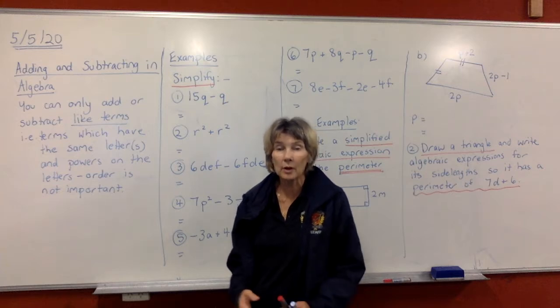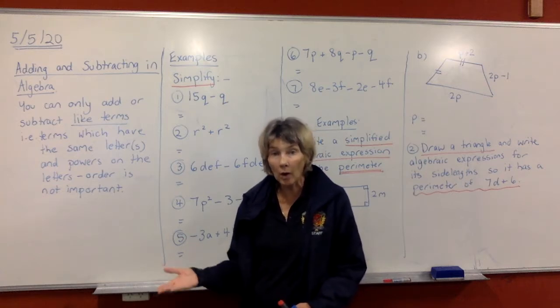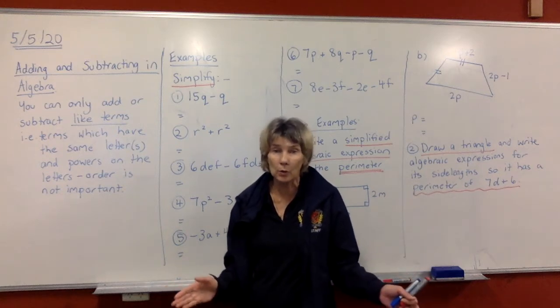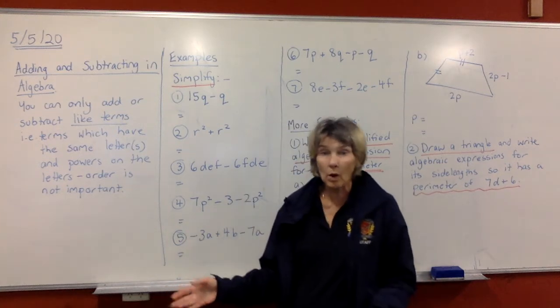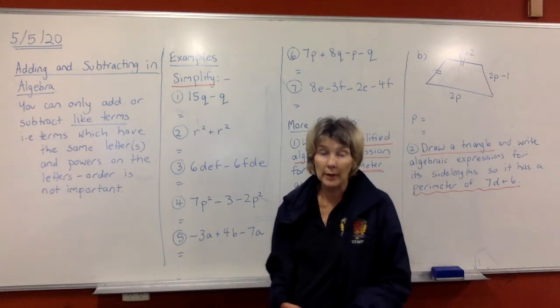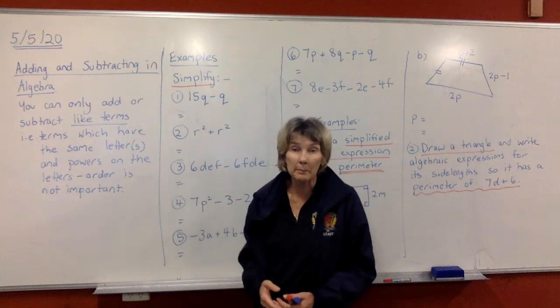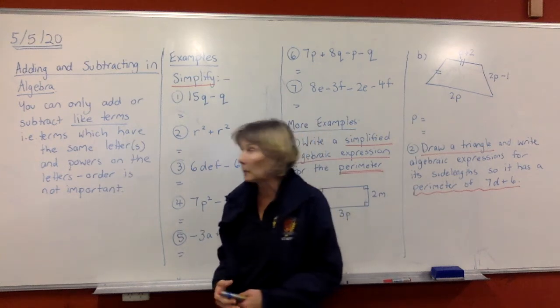So if something's got an x and a y and another term's got an x and a y, it doesn't matter about the order. Okay, it can be xy and yx and they are still like terms. Alright, sometimes you'll have just numbers with no letters, they're still like terms.